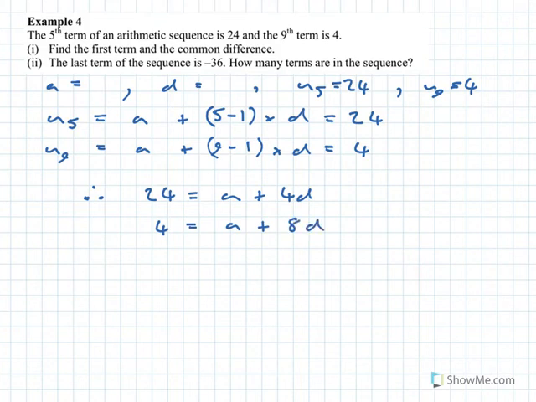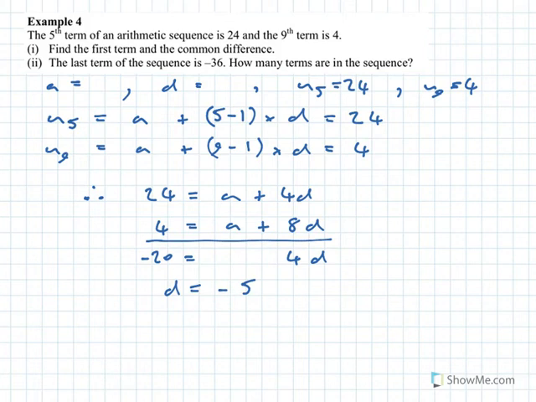Hopefully you can see where we're going to go from here. If I take one away from the other, I'm going to take the top one away from the bottom one. So that's going to leave me with 4D. The A's cancel, and this is going to be minus 20. And so D is equal to minus 5.